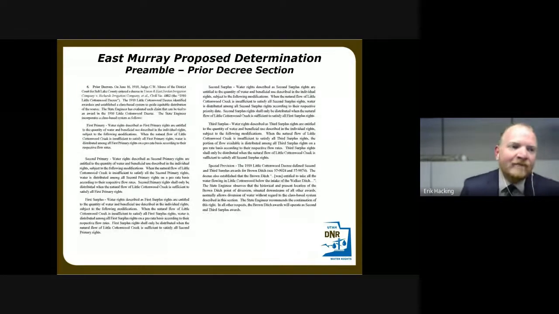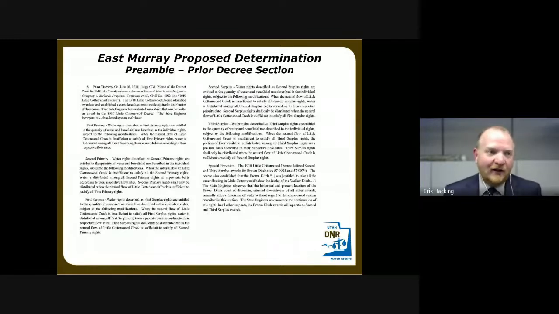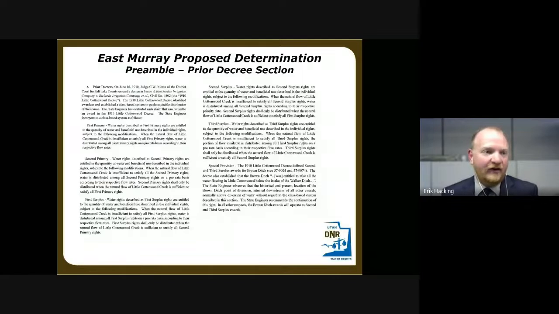Another important aspect of the preamble is the prior decree section. This basically states that there was a decree before our current proposed determination in this area. For the East Murray Division, it was the 1910 Morris Little Cottonwood Decree. And the important thing to know about this section is that the PD has considered and included all prior decrees.